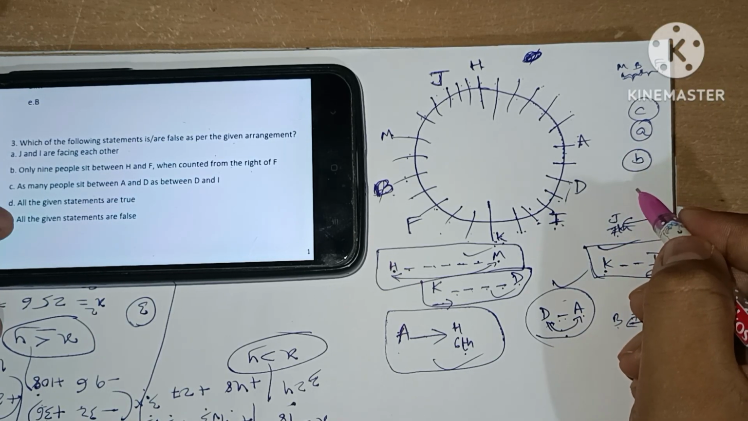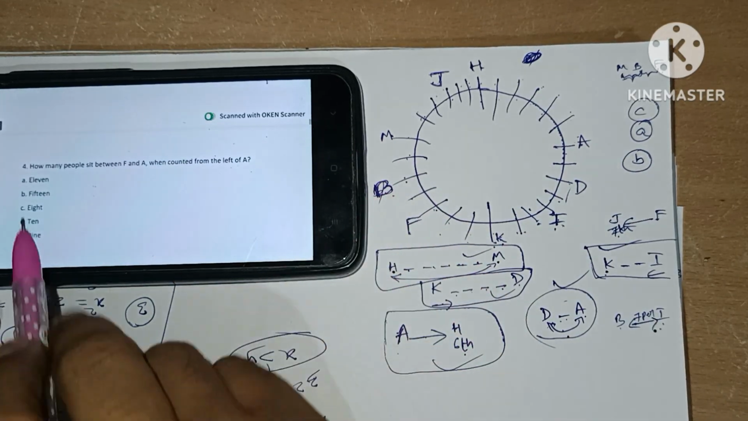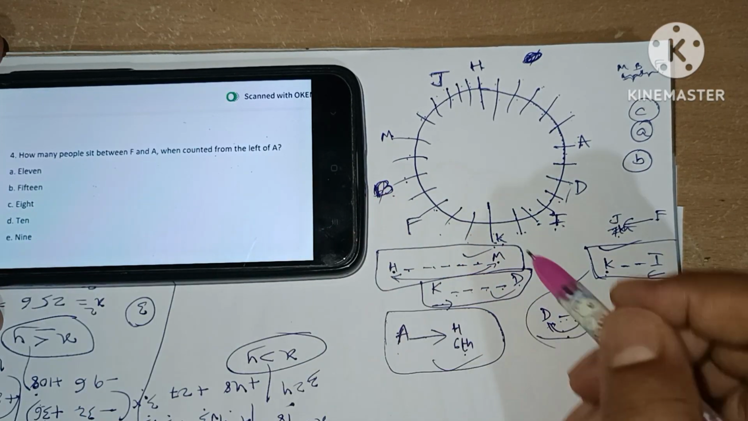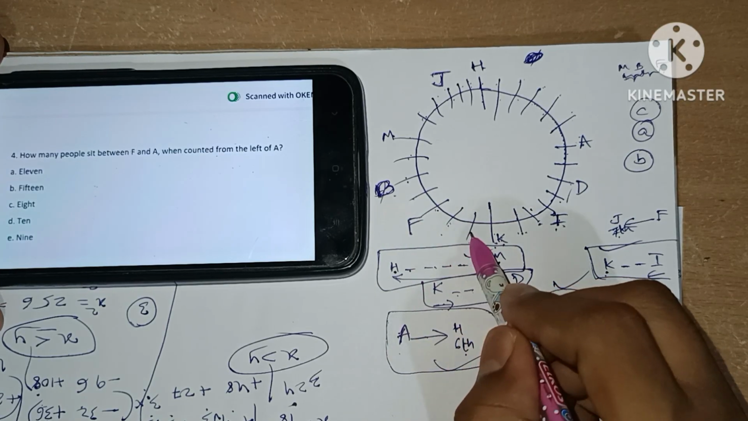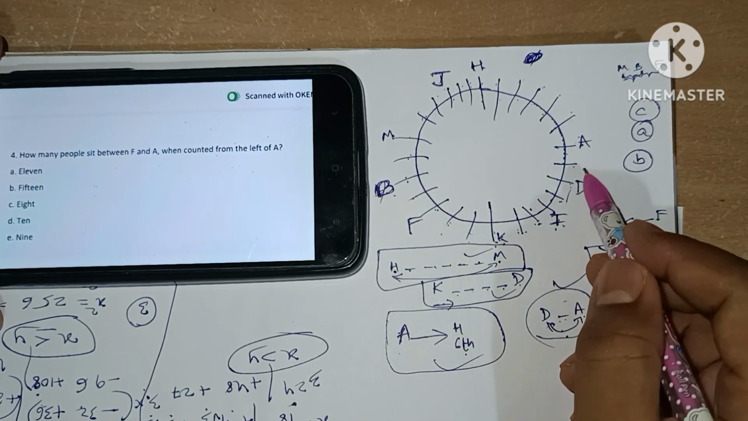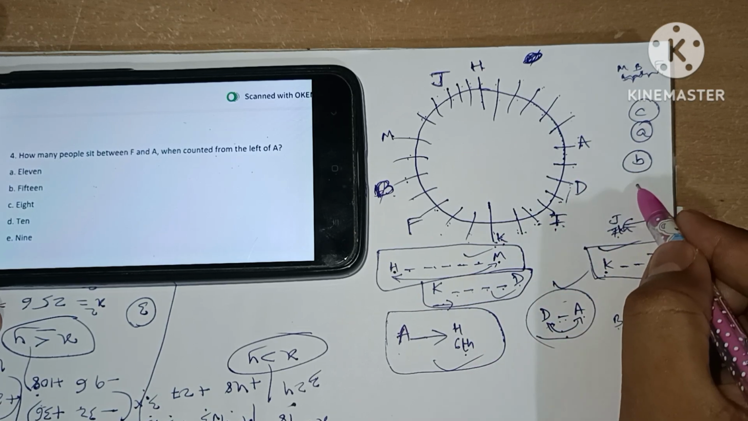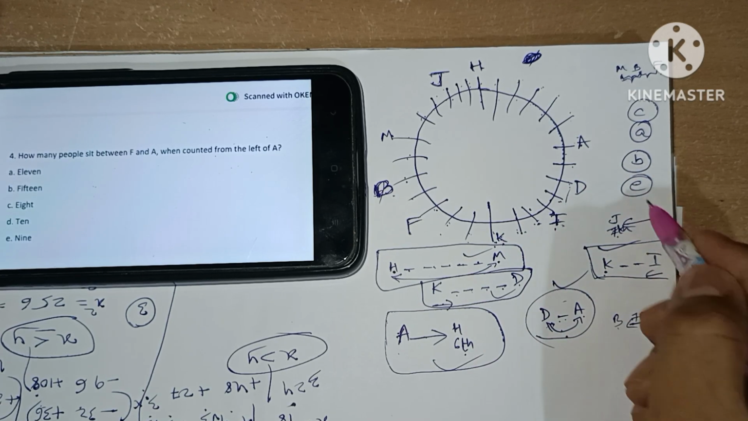Okay. Next, we're going to see question number 4. How many people sit between F and A? 1, 2, 3, 4, 5, 6, 7, 8, 9. 9 people sit between F and A when left of A. Okay, 9 people. Option E is our answer.